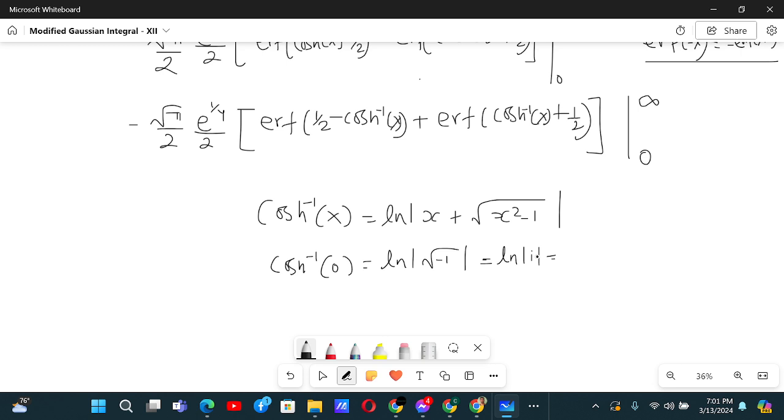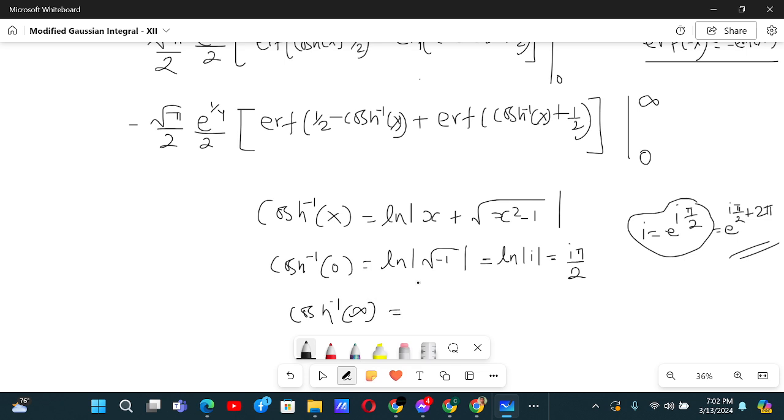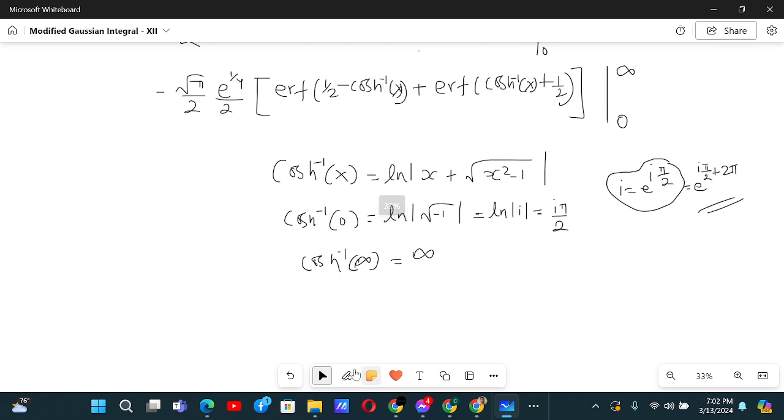Now the principal value of this expression is i pi by 2. That is because for its principal value we can write i as e to the power i pi by 2. Though there are others as well, basically e to the power i pi by 2 plus 2 pi as well, but the principal argument is this, and we can only consider this for the sake of simplicity, and so this will be i pi by 2. And cosine inverse infinity is ln of infinity, so that's infinity. Now we will use these values to evaluate.